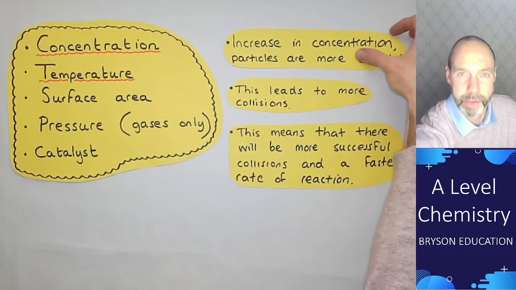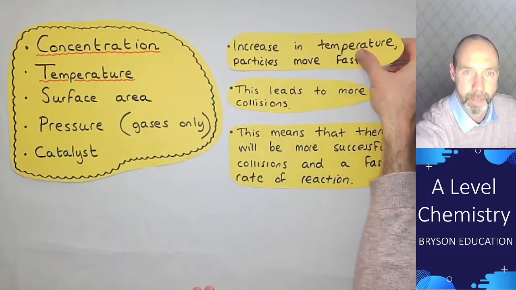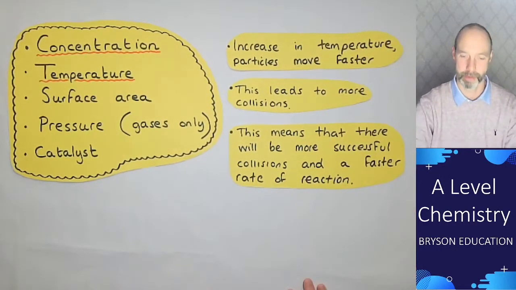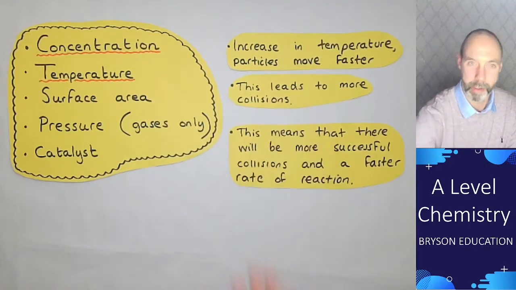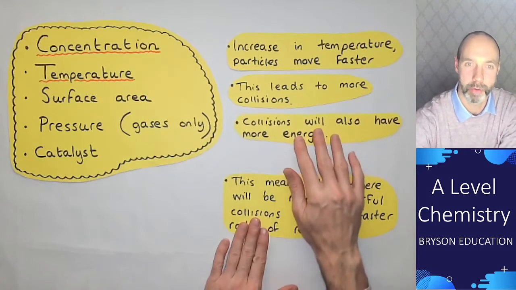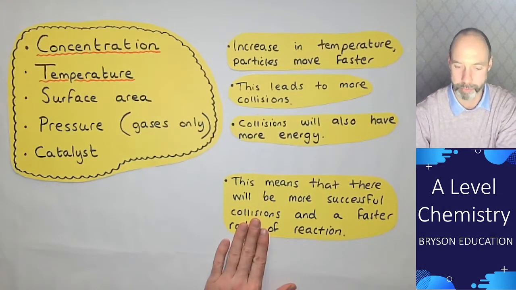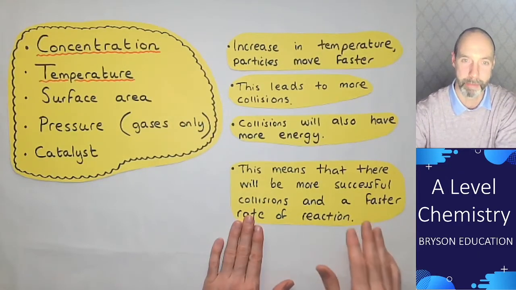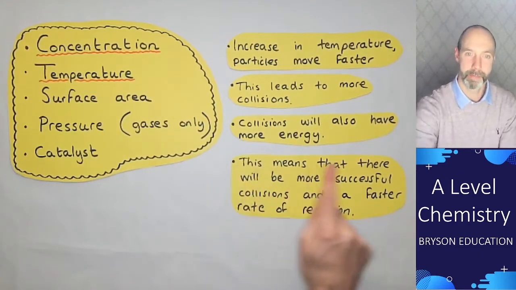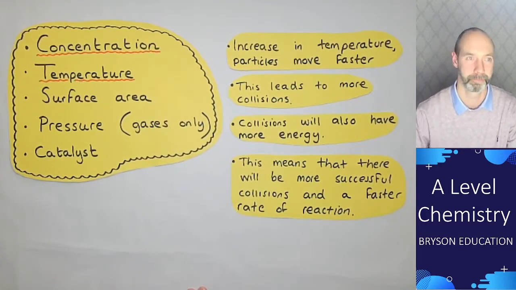Let's look at temperature then. An increase in temperature means the particles will move faster. This will lead to more collisions. The collisions will also have more energy, because not only do they collide more, often they will have more energy because they are moving faster. This means there will be more successful collisions and a faster rate of reaction.